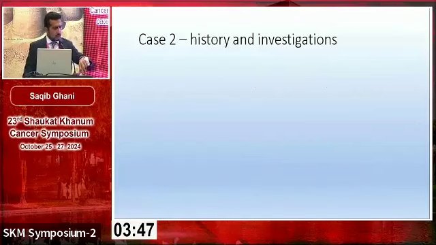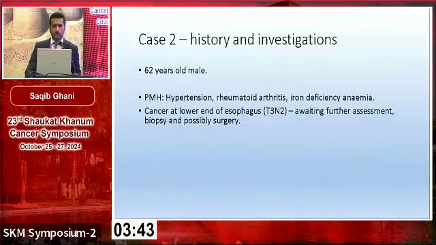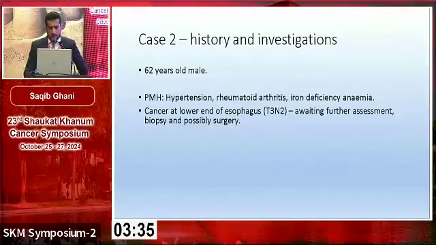So I'll finish off with one more case. We've got 3 minutes. A very short one, a 62-year-old male I came across last year. He had a history of hypertension, arthritis and iron deficiency anemia. Most likely the anemia is what triggered the investigations, and he was found to have cancer at the lower end of his esophagus, T3 N2. He was awaiting further assessment, biopsy, and surgery.